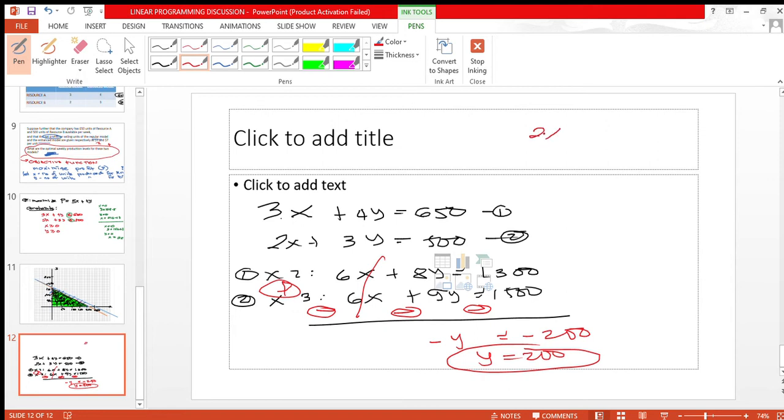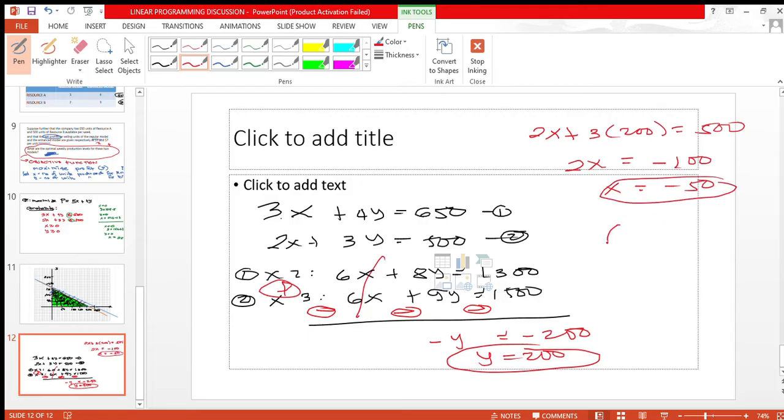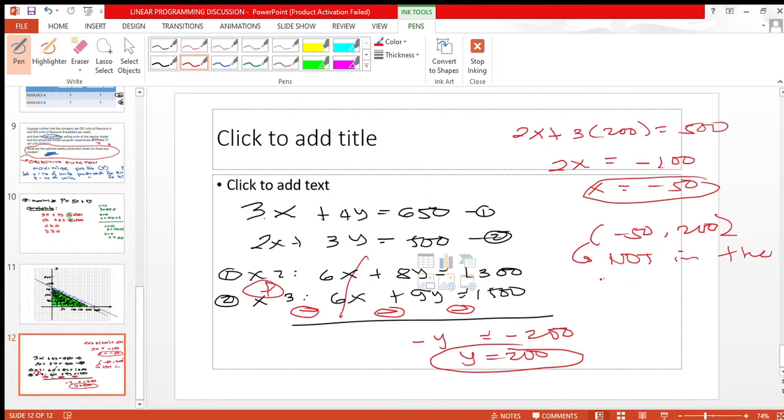If y is 200, let's substitute it in equation 2. We have 2x plus 3 times 200 equals 500. Therefore, we have 2x equals, this is 600, transpose it, 500 minus 600 is negative 100. Divide both sides by 2, it's negative 50. Okay, so we have negative 50, 200. So you will find here that the intersection is not in the first quadrant.